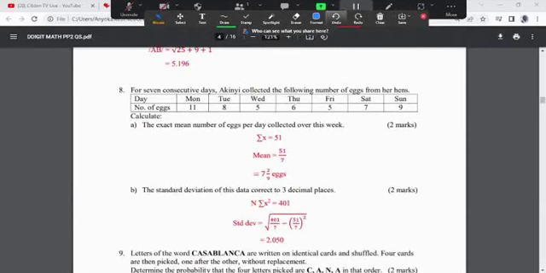Question 8. For 7 consecutive days, Akinyi collected the following number of eggs from her hens. Day 1, number of eggs. Calculate the exact mean number of eggs per day collected over this week. So it is the sum of eggs over the number of days. So we have Monday to Sunday. This one is 7 days.